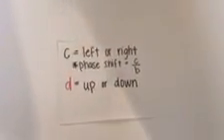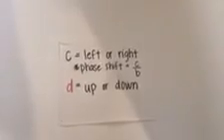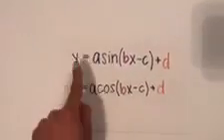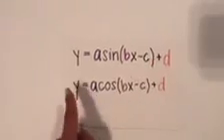C moves the graph left or right. It is also called the phase shift. You can find it using c over b. D moves the graph up or down. These are the equations for the sine and cosine graphs.